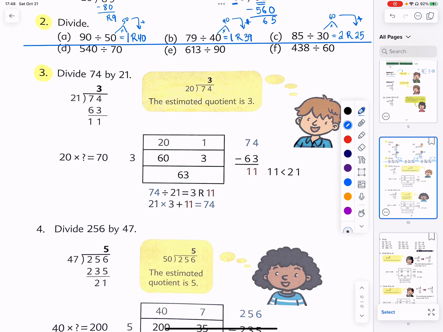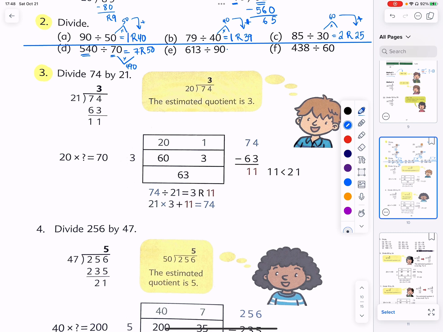Let's answer the bottom line, D, E, F. How many times does 70 go into 540? Well, let's ask ourselves a different, easier question. How many times does 7 go into 54? Well, 7 goes into 54 7 times. Let's try that, 7 times. We know that 70 times 7 is 490, and we have 540. Therefore, the remainder is 50. We subtract to find the remainder.